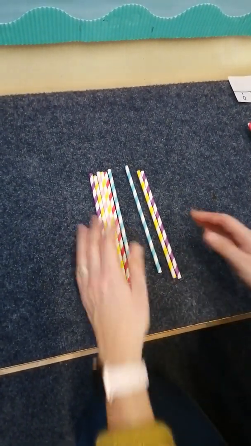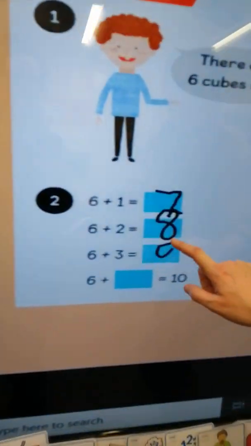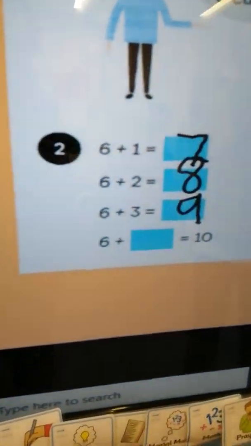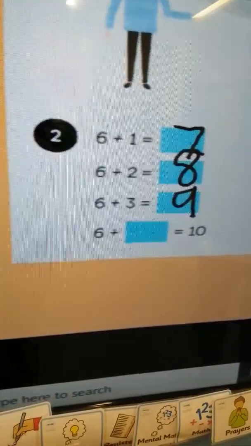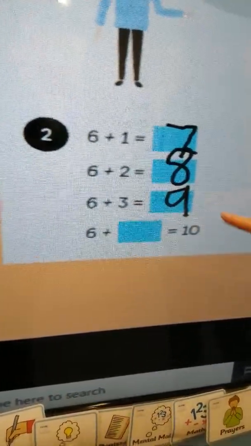Not quite 10. 6 and 3 makes 9. Don't know why you're giggling, Mrs. Marshall. I don't know what might be funny about that.